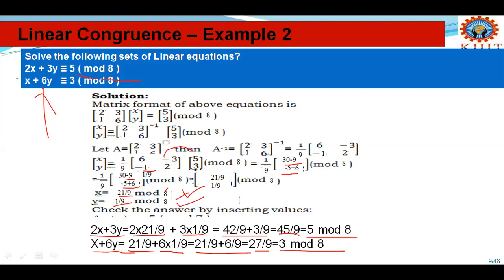So first write down these equations in matrix forms. First the coefficients 2, 3, 1, 6 as one matrix, the x, y variables as another matrix, and 5, 3 as another matrix. Then to find the x, y values, that means the inverse of [2, 3; 1, 6] into [5, 3] mod 8. Then calculate the A inverse matrix and multiply it with [5, 3]. Then we get the x and y values like this. Substitute these values in the equations. This is the way of finding the x and y values.